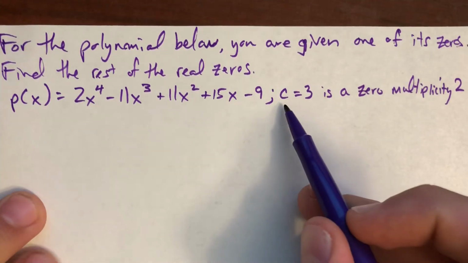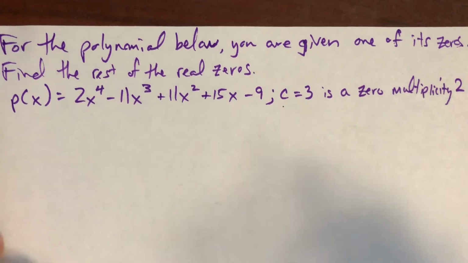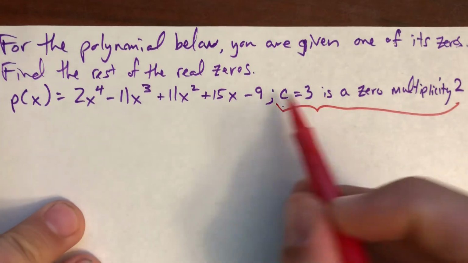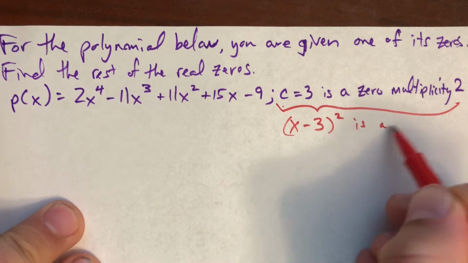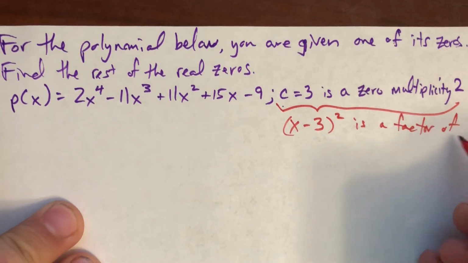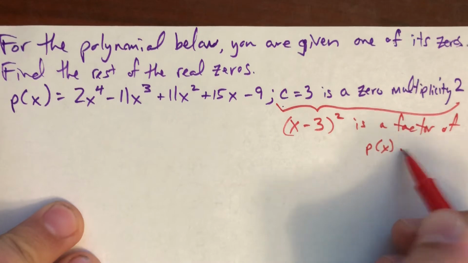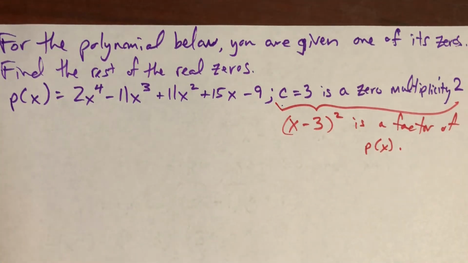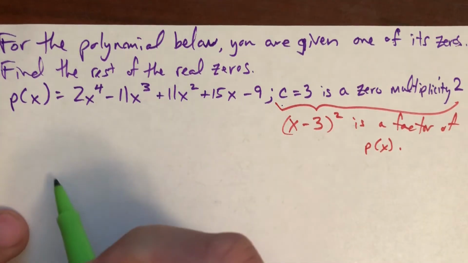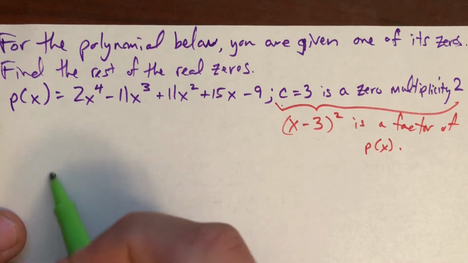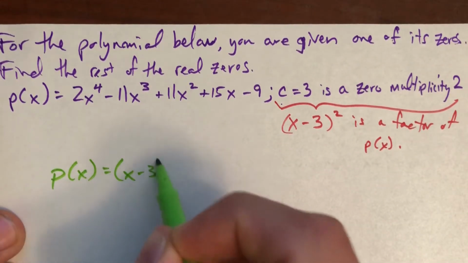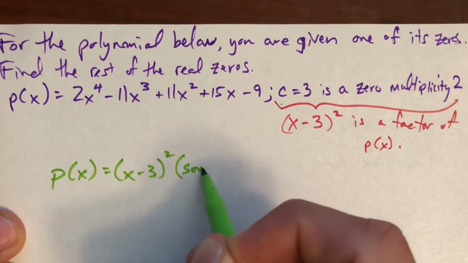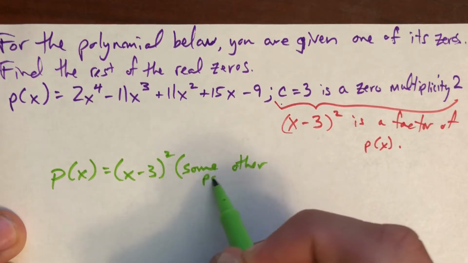We know that if we have this statement here, c equals 3 is a zero of multiplicity 2. Again, this means the same thing as it did in the last one. So (x minus 3) squared is a factor of our polynomial. Our goal is to write our polynomial as a product of this and some other polynomial.